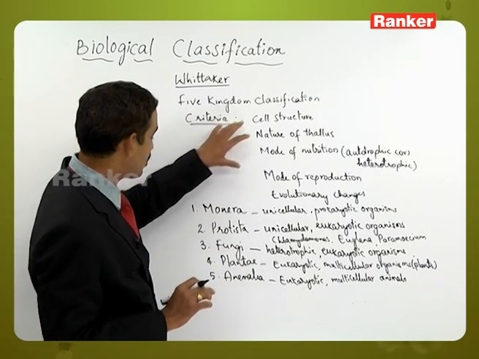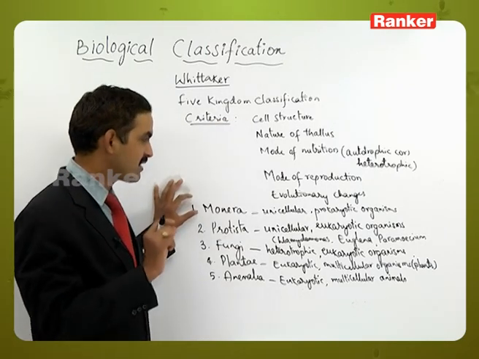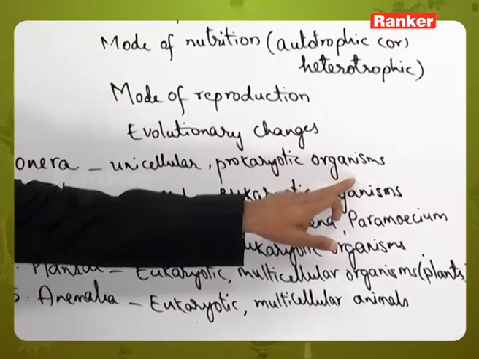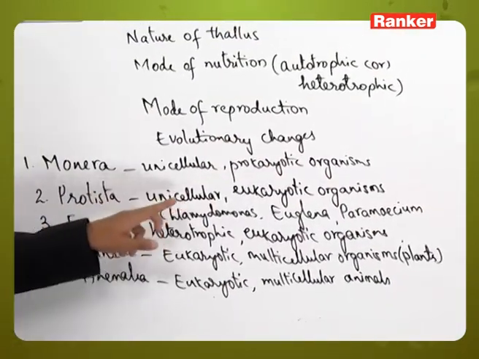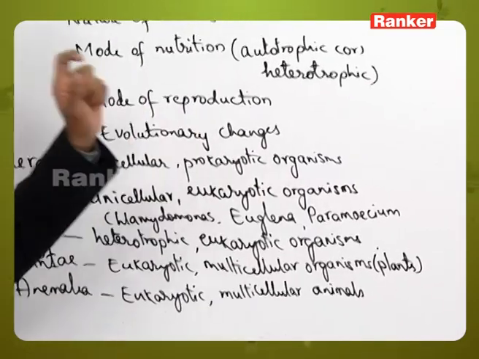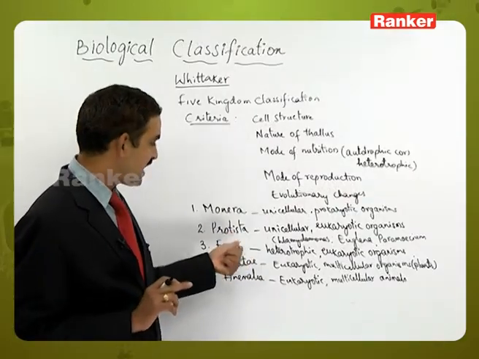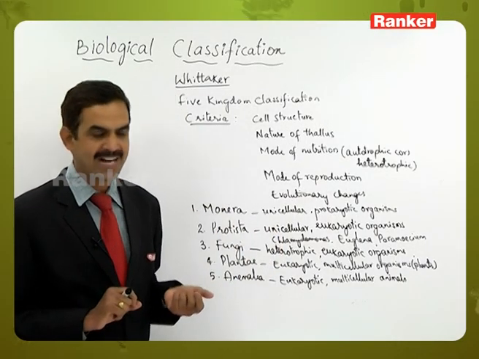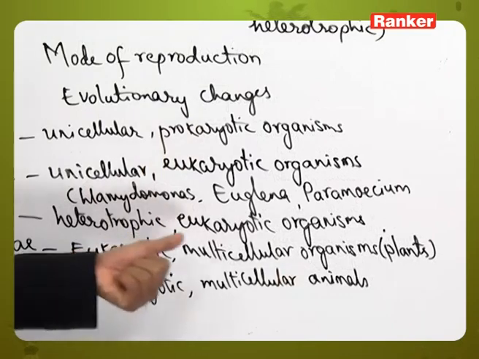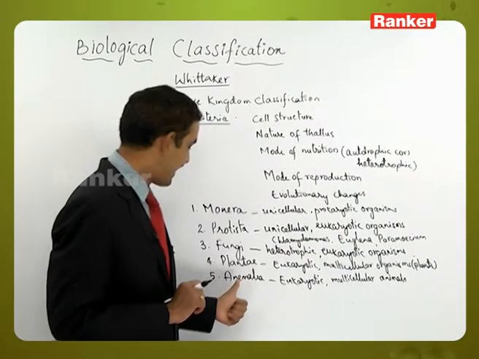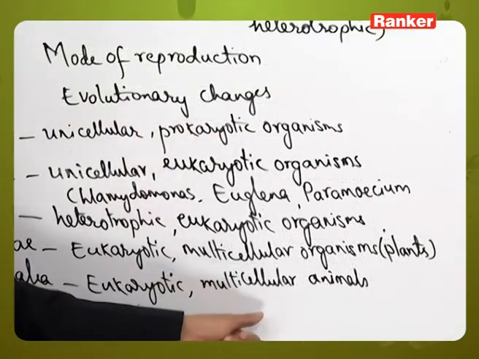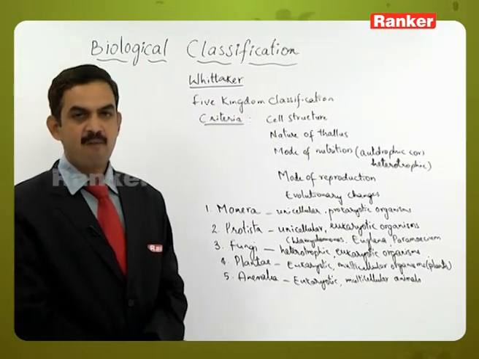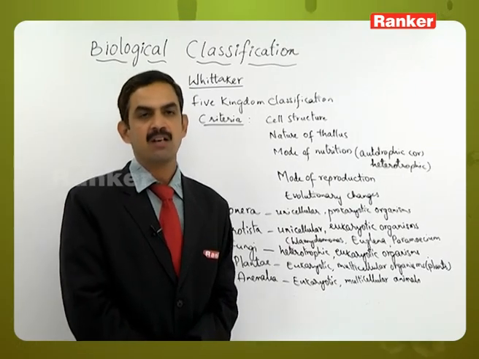So likewise, based on this criteria, a little bit of clarity was there. Whereas Monera includes only unicellular, prokaryotic plants and animals, that is organisms. Protista includes unicellular, eukaryotic organisms which include both plants and animals. Fungi includes only heterotrophic eukaryotic organisms which have the cell wall in the form of chitin. Plantae includes eukaryotic, multicellular plants, whereas Animalia includes eukaryotic, multicellular animals. So this is the basic characterization that can be observed in the 5 kingdom classification that was given by the scientist Whittaker.